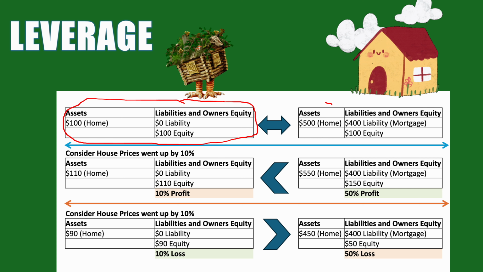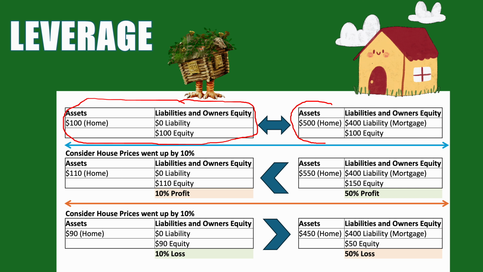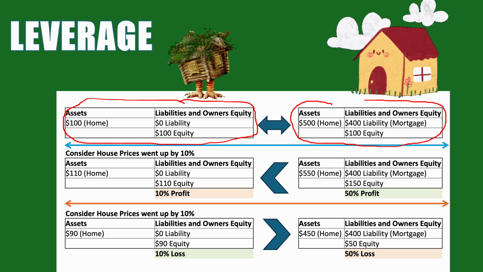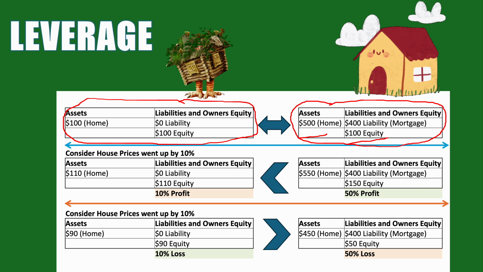In the second case, I have taken a 400k USD mortgage. Thereby, I was able to afford a house of 500k. Now my equity is still 100k because 400k I have taken from the bank. So my equity is 100k only, and the whole house asset is 500k.